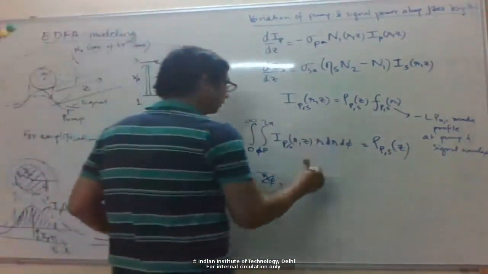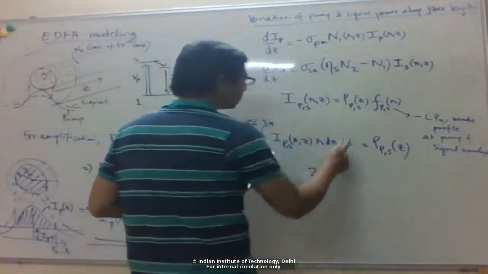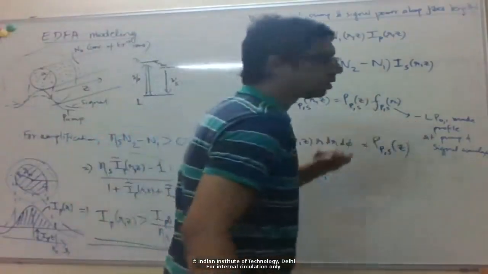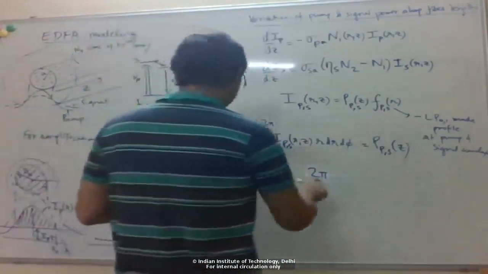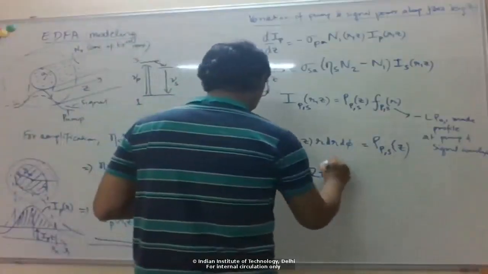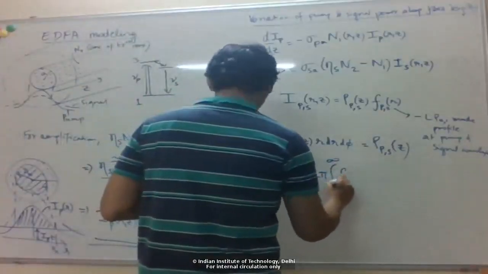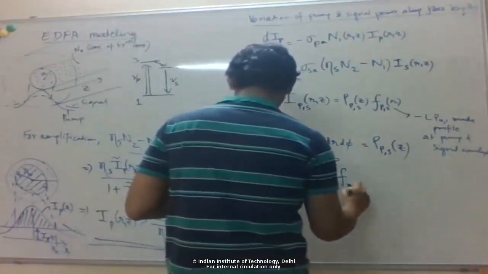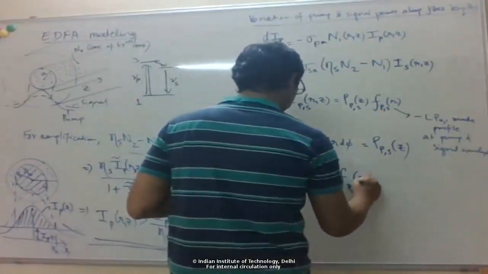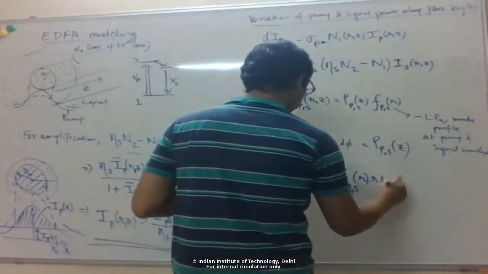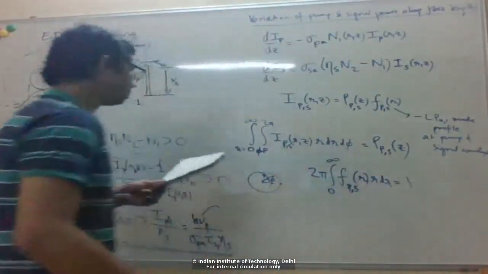If I plug this in, you can see the condition is, there is no phi dependence for the fundamental mode, so that integral is just 2 pi. So they are normalized such that this integral is 1.